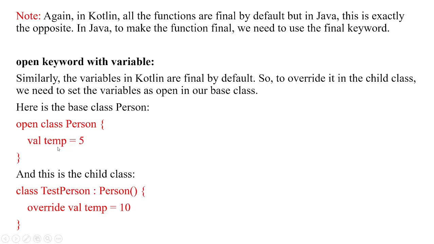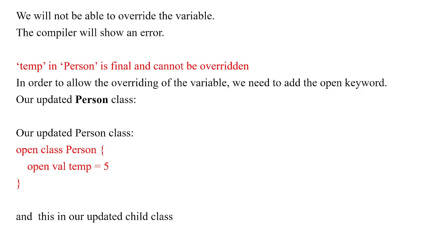The class name is Person, and we have declared val temp equal to 5. Basically, our temp variable is final by default. So when we try to override that variable in its child class, we cannot override it because our temp variable is already final. So our compiler will show an error: temp in Person is final and cannot be overridden.